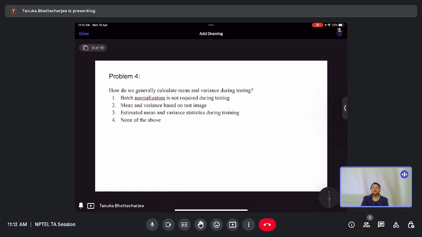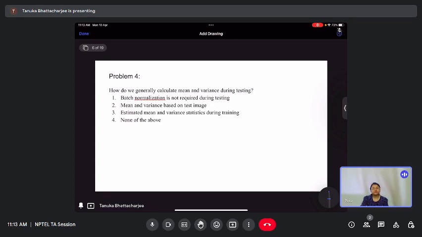Now during testing we can take one sample at a time and do the inference on that sample. From one sample you cannot compute the mean and variance, right? There is no way of computing mean and variance if you just have one data point, because in batch normalization you have to compute the mean and variance over different data samples, which you do not have. So mean and variance based on the test image cannot be an option. The option is estimated mean and variance statistics during training.